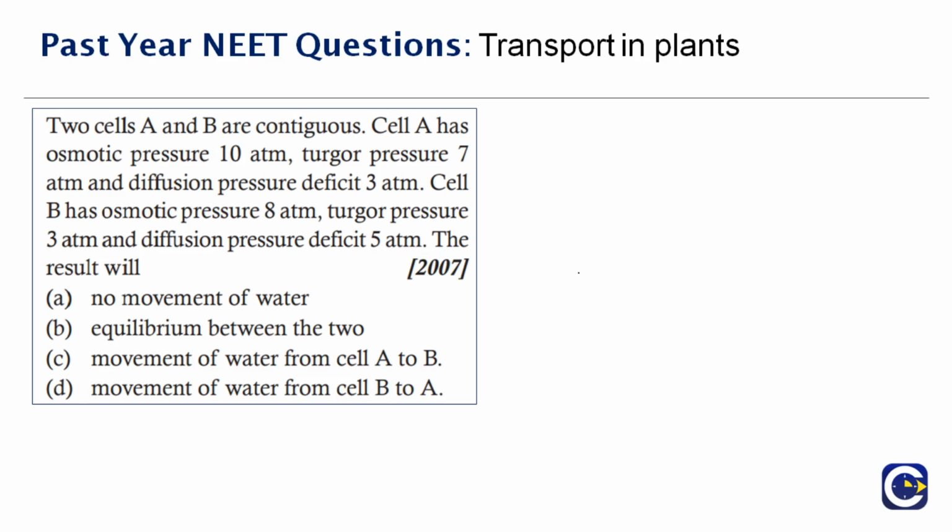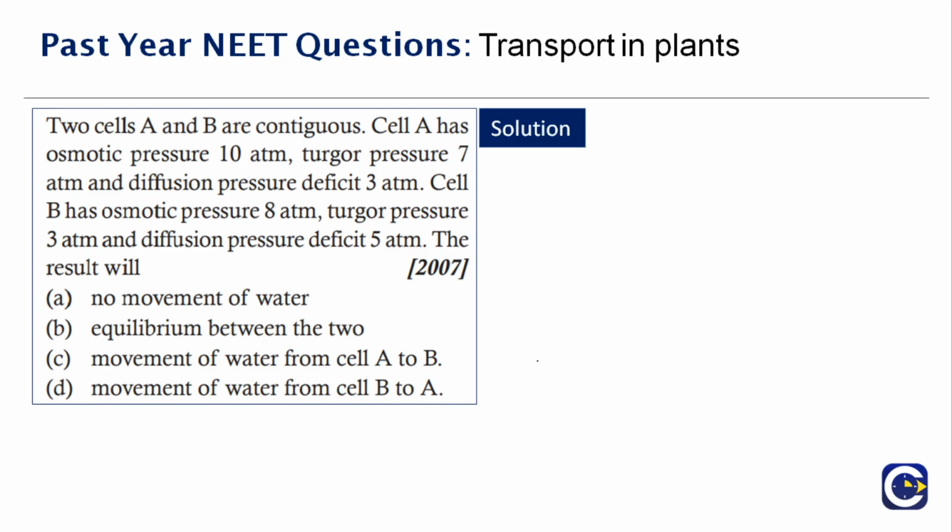Cell B has osmotic pressure of 8 atmosphere, turgor pressure is 3 atmosphere, and diffusion pressure deficit DPD is again 5 atmosphere. The result will be dash. So this is a very easy question. It is related to the earlier question that we saw in this presentation.